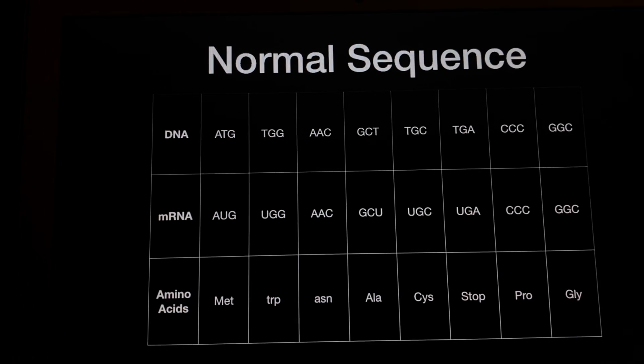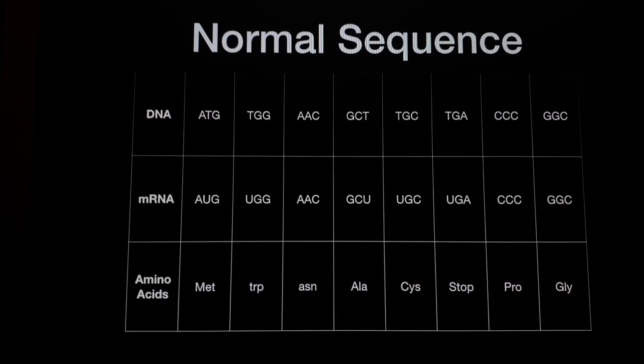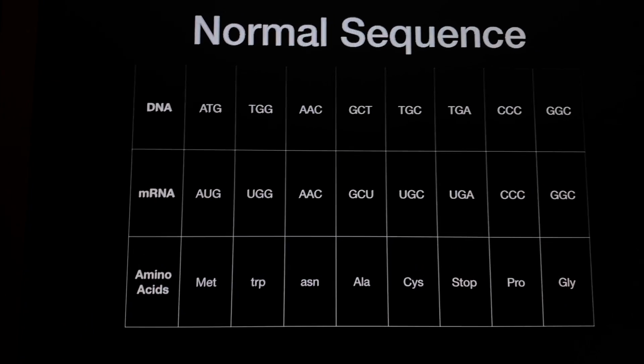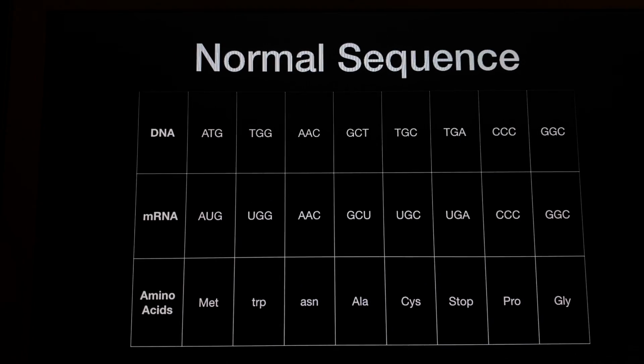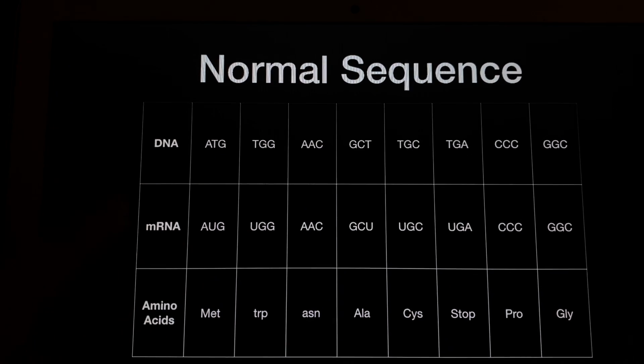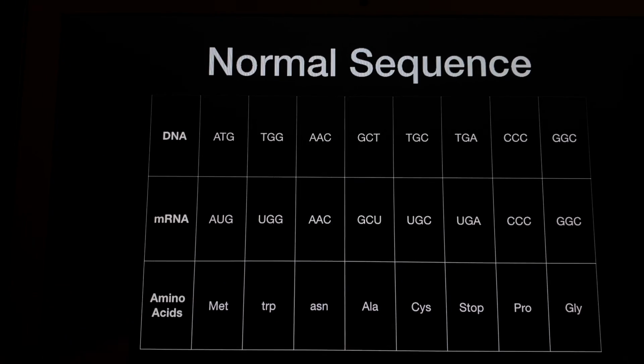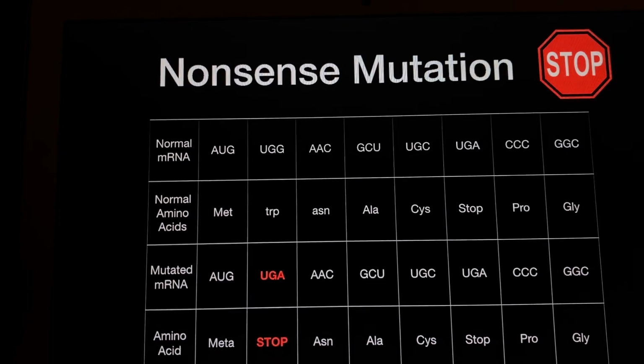So this is a normal DNA sequence that we're going to base off of, so that I can use it to show you the differences in the mutations. Here's the DNA sequence, the mRNA sequence, and the amino acid sequence.